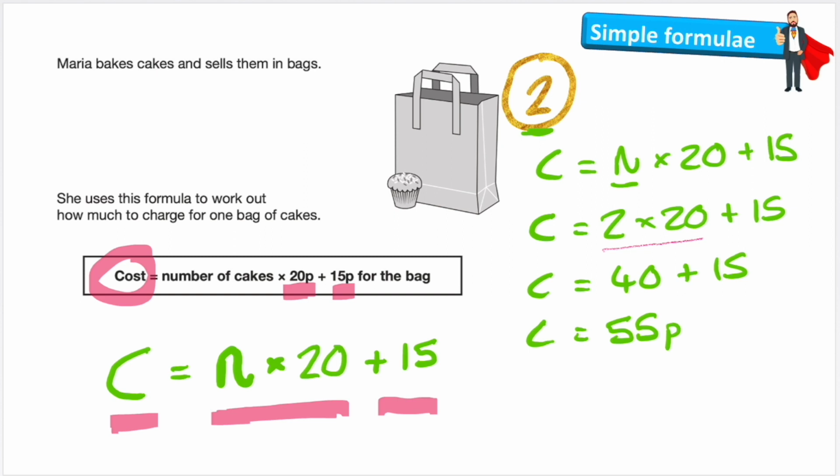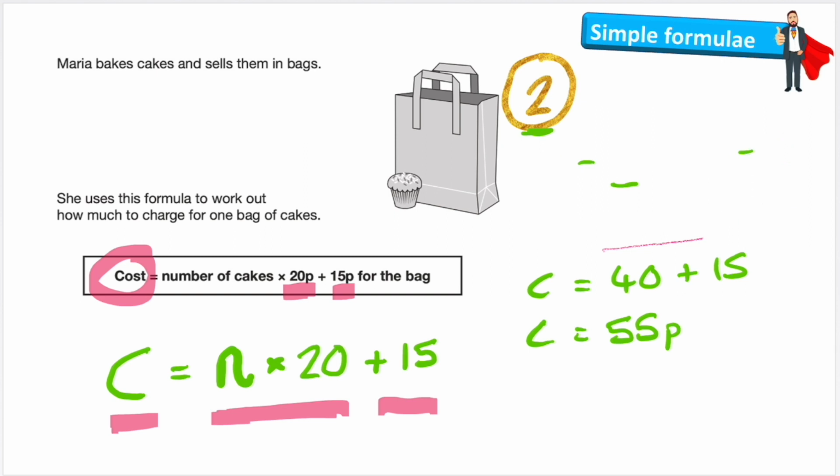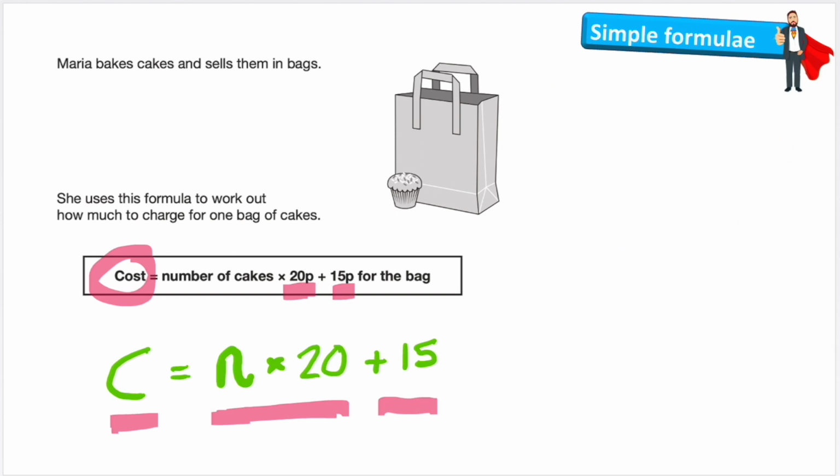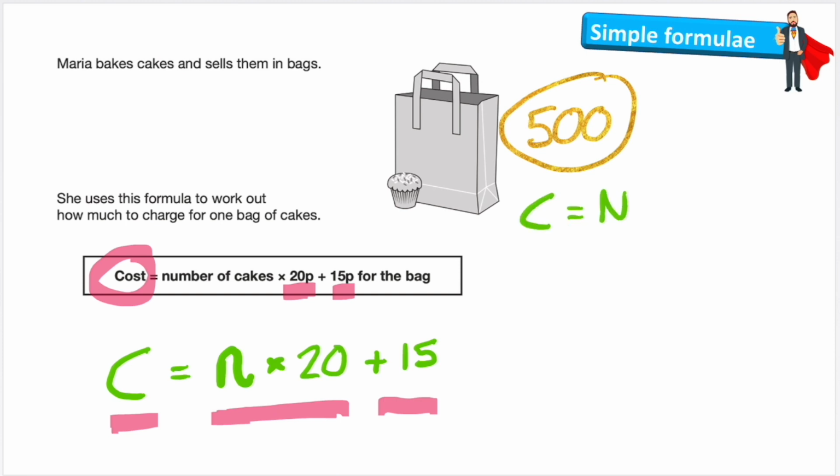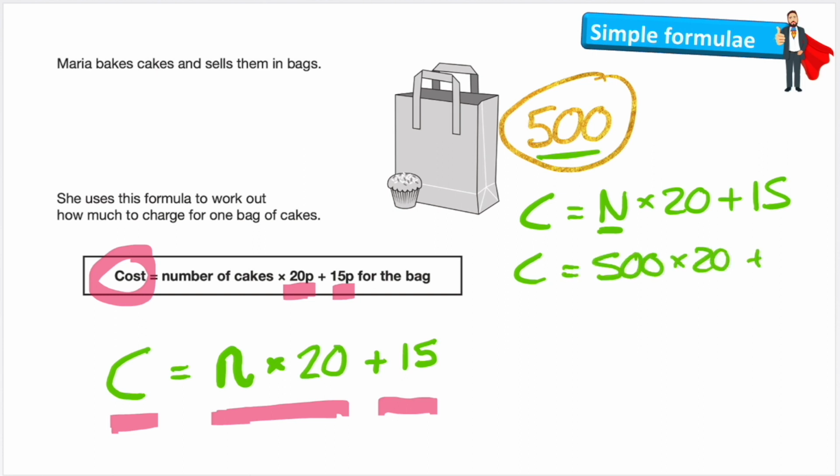Let's see a different example with a higher value and see if the formula still works. Let's buy 500 cakes. Bit crazy, but let's see. Let's write my formula again. C equals number of cakes times 20 plus 15. Now I'm going to substitute my n for my 500. C equals 500 times 20 plus 15.